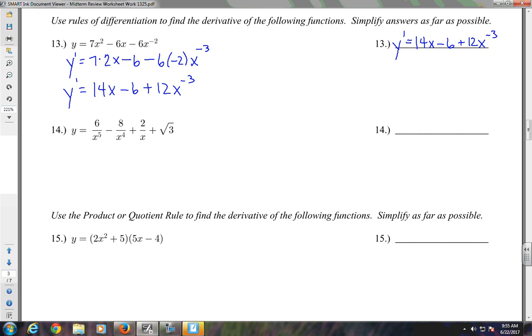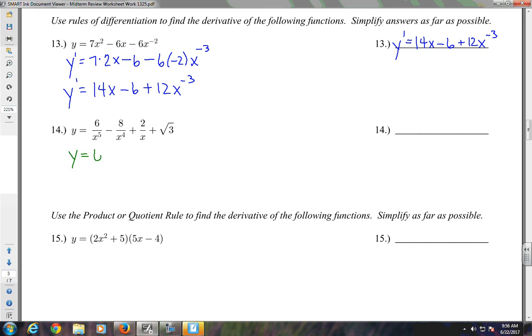That's a pretty simple example. On question 14, we're going to again be applying the power rule to these terms, but first we're going to rewrite the equation in a different form. We're going to write it in such a way that makes it easy to apply the power rule. So I'm going to take all of those x's out of the denominator and give them negative exponents. Now notice I'm not differentiating, I'm just rewriting the function. So it's still y, not y prime.